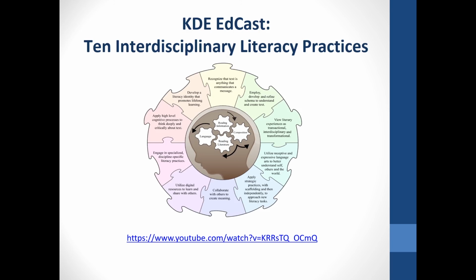Also, for getting more background information, what you're seeing in this cog around the outside are all 10 literacy practices listed. We just looked at number 1, recognize that text is anything that communicates a message. Number 2, employ, develop, and refine schema to understand and create text, and so on and so on. But that is just a visual to show you how these fit into any content area.